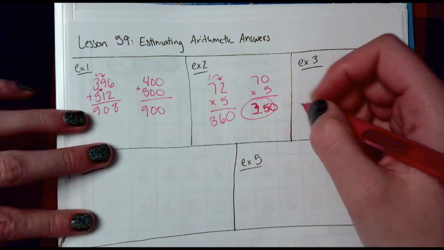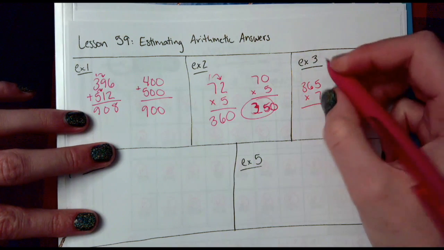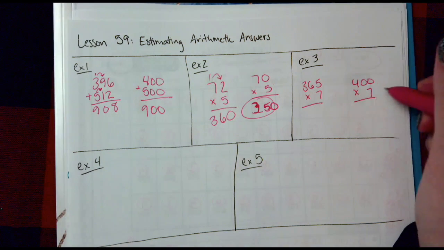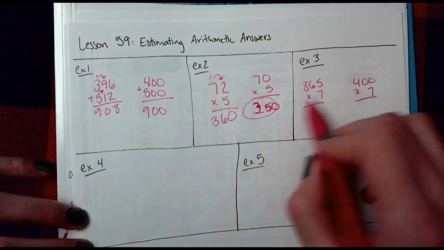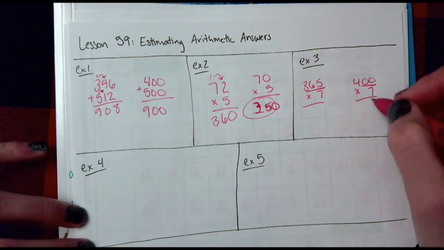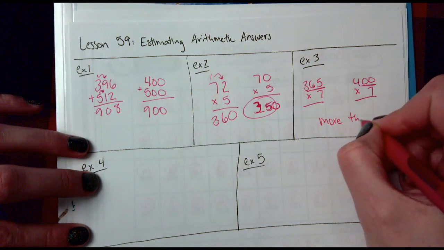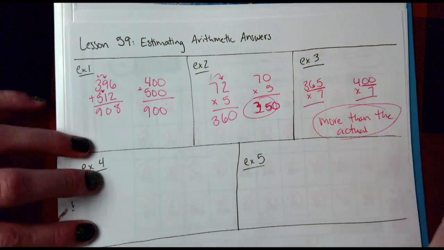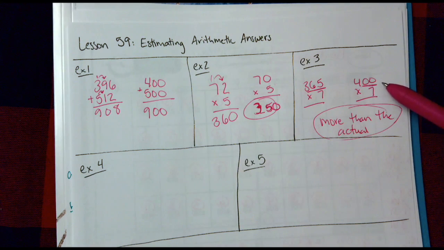Example 3. To estimate 365 times 7, Tawanda multiplied 7 times 400. Was Tawanda's estimate more than, equal to, or less than the actual product? Which one's going to be bigger? This one, right? Because 400 is bigger than 365. So the estimate is going to be more than the actual. Okay, because the actual product was 365 times 7. When we rounded way up, so it's going to be more.